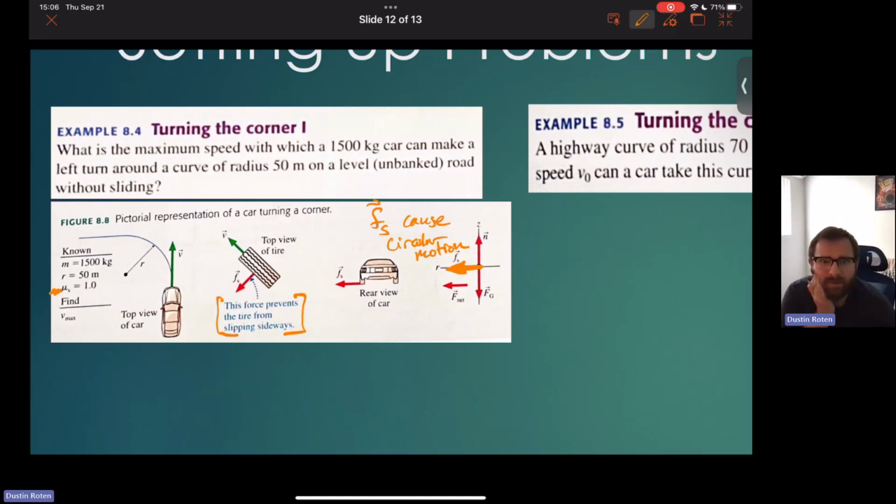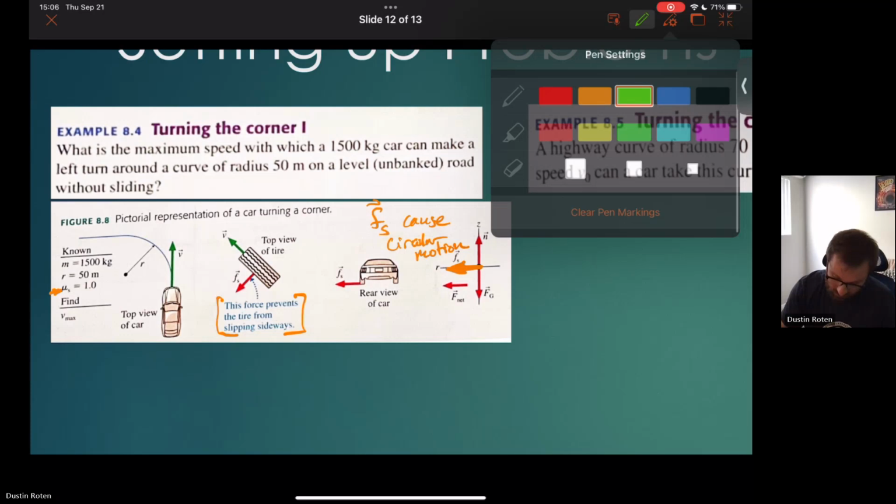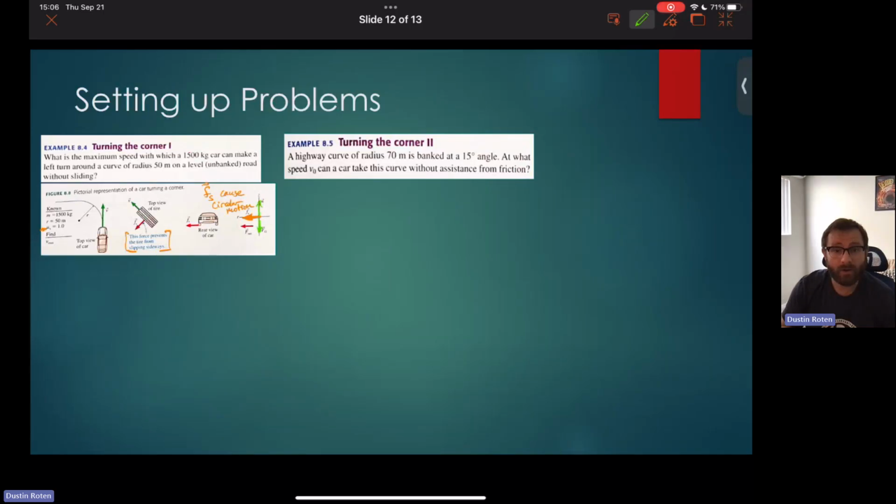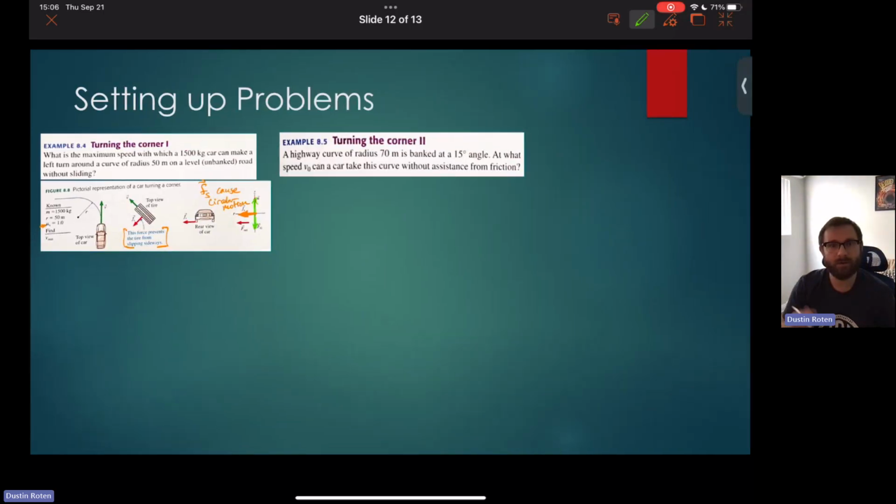So some other things to note from this problem as we're looking at the pictorial representation and translating that to the free body diagram. The car is not flying up off the road or sinking into it. So we know that the normal force and the gravitational force have to be canceling each other out. So we can make note of that here. These have to equal each other. So the only unbalanced force points inward, just as we expect.